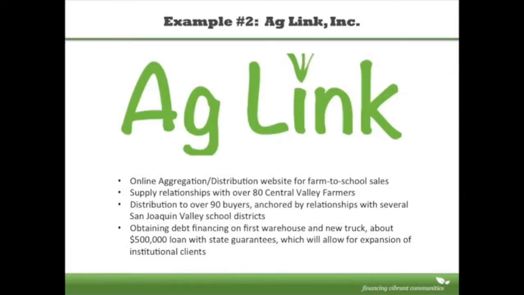So the next one is a bit simpler, and this one is actually in process right now. I will say, sworn to secrecy, this stays in this room, other than the videotaping, apparently, which I was not aware of. So AgLink was an online aggregation distribution website for farm-to-school sales, and they had relationships with a variety of Central Valley farmers. They were having great success, with over 90 buyers among several San Joaquin Valley school districts, and because of the success they were having in this virtual model, they wanted to move to a physical model. This was sourced through Emerging Markets, the food access organization for the Freshworks Fund, but is actually being financed by Northern California Community Loan Fund, if all goes well, because it's still in review.